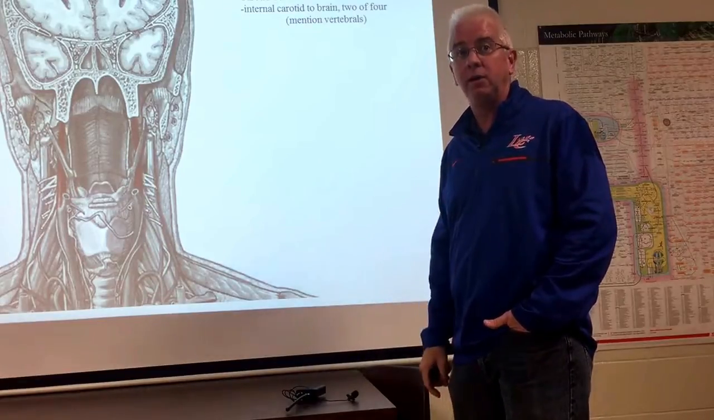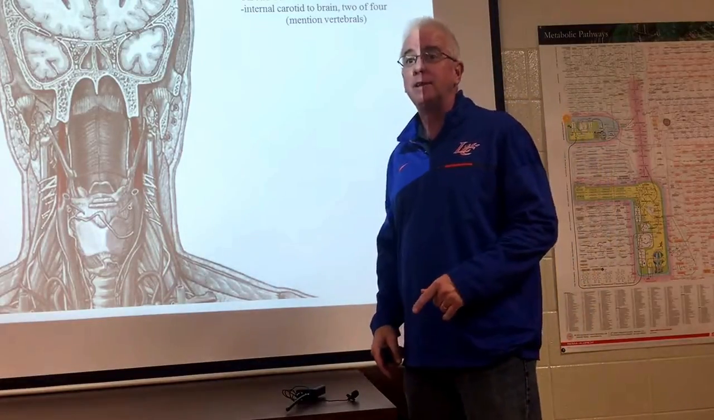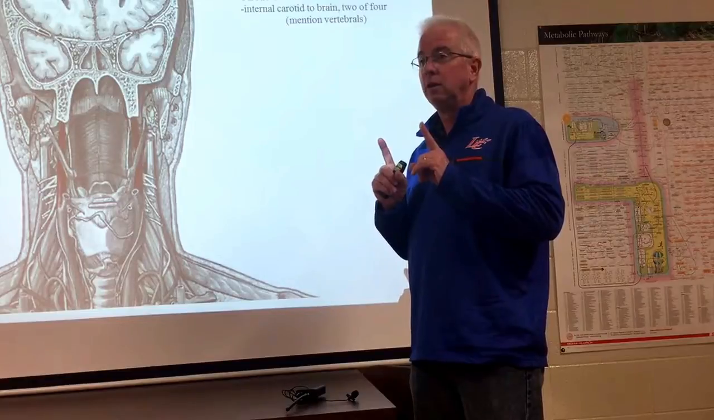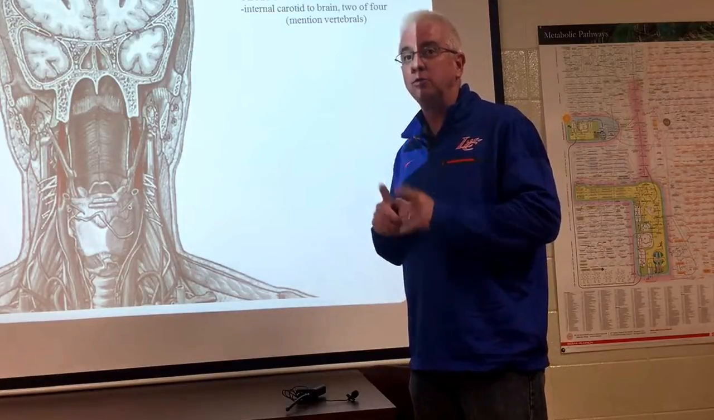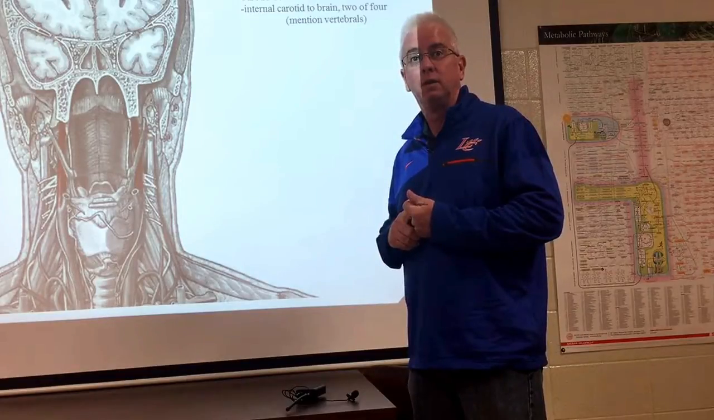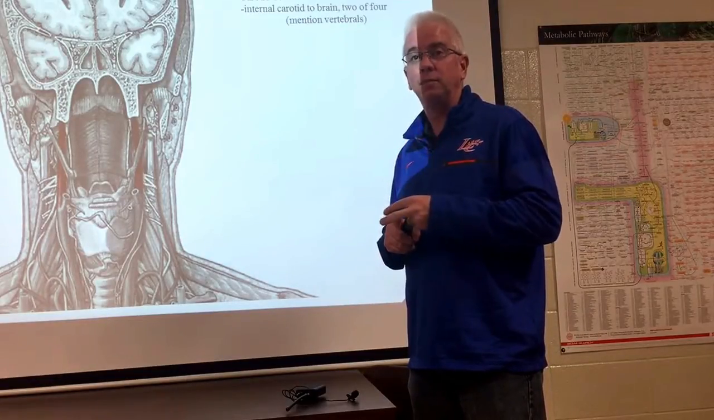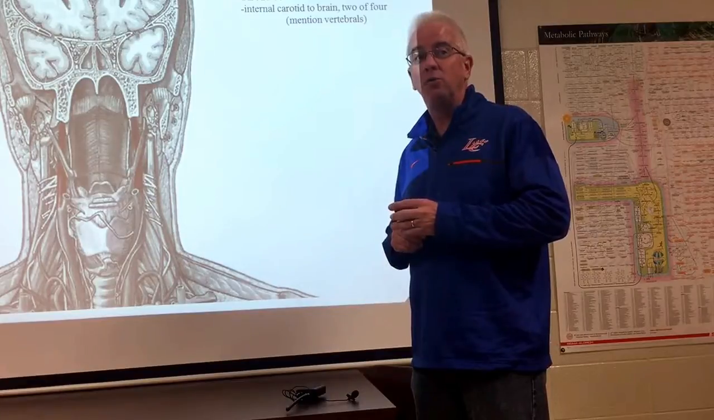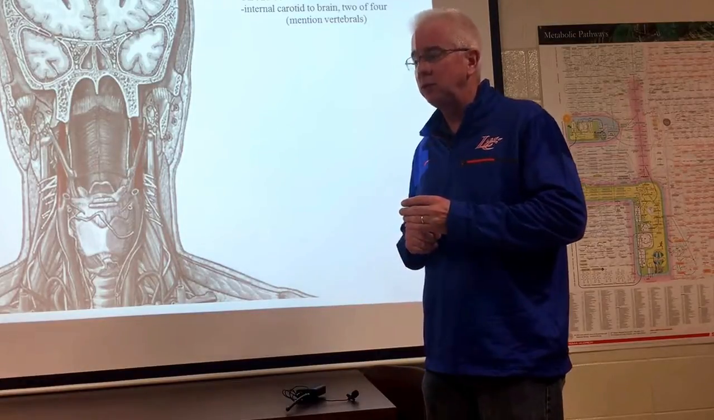So here's how you get blood to your brain. 50% of it travels through the internal carotid arteries, through the carotid canal of the temporal bone to go to the brain. That's 50%. That's 2 of them. And you've seen them already. I showed them to you early on in this class.